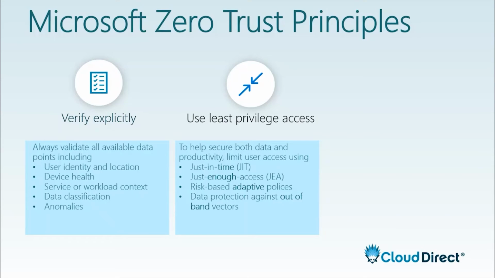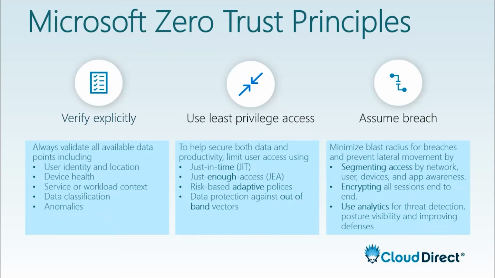The bottom one there is data protection against out of band vectors. Most applications and integrations have an expected data flow. If you start seeing data flowing in a different way, then that's something you need to capture and stop.